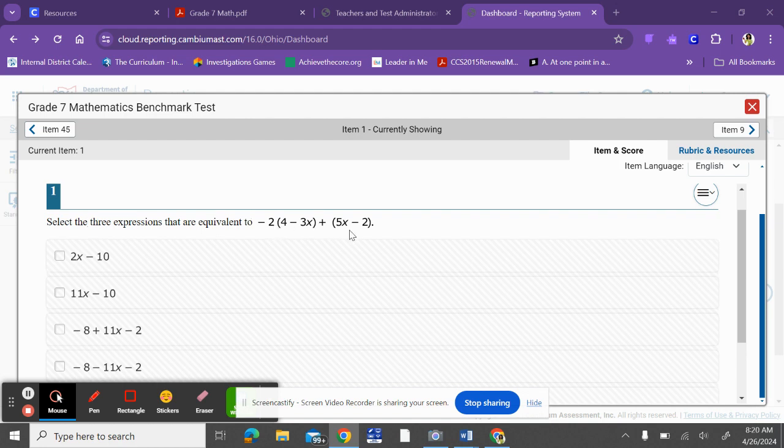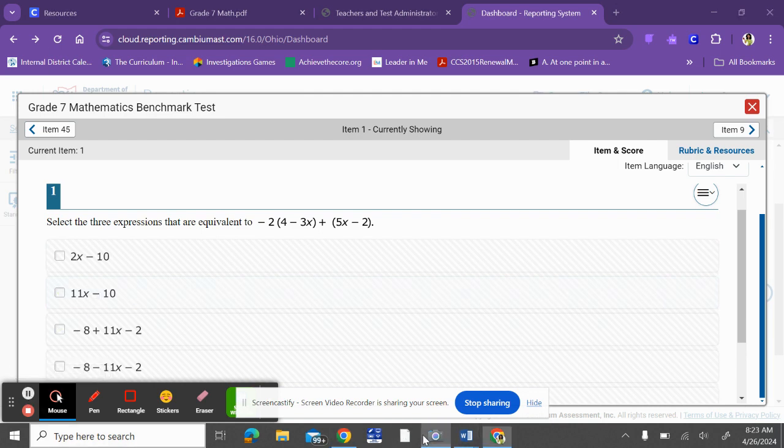This is a callback to topic one where they're asking you to remember the rules with integers: adding, subtracting integers, multiplying and dividing integers. Multiplying and dividing integers have the same rule. So this is what this is asking about. Topic one from the beginning of the school year.